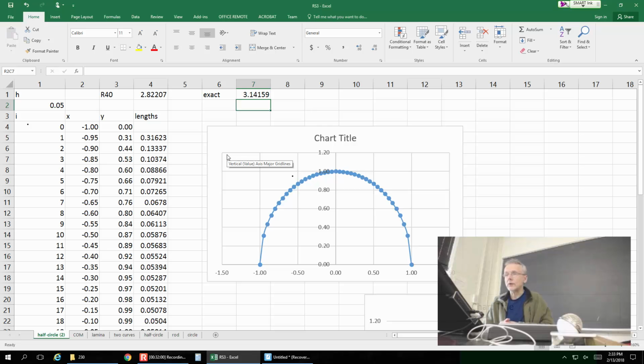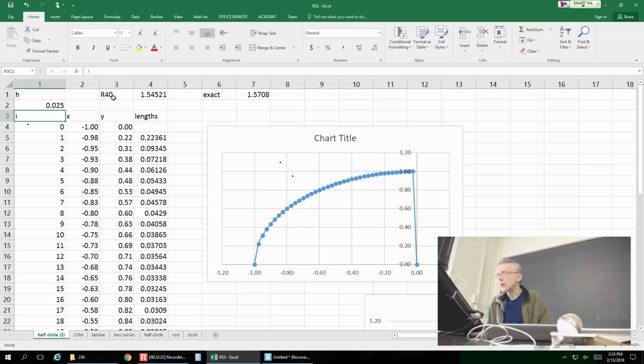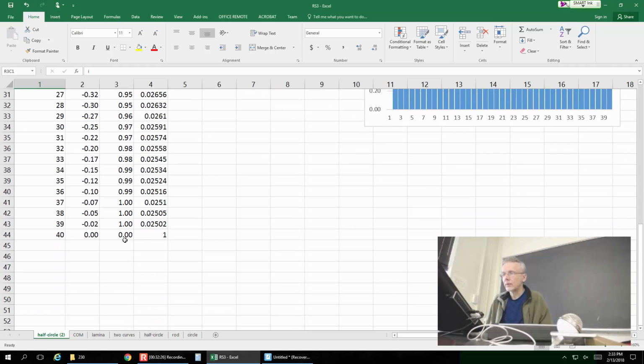So one way to improve it is just to go with more intervals. Okay, so I'll try to have more intervals. Let me do the half of it. So half of, I'll go with 0.025. Okay. So let me fix this. This is 1.